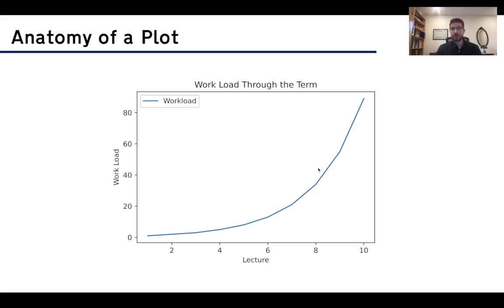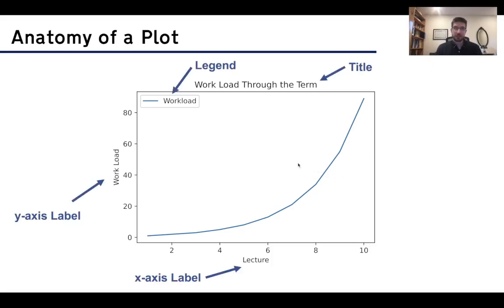But there's a number of elements here that I want to talk about. So just to point out, there's a number of annotations on this plot. So we have our title, just the title of the plot, the workload through the term. We have a legend, which tells us, we have a line here. We have a line plot. We have a legend that specifies what this line is. We can have labels for our y-axis and our x-axis to tell us, this y-axis is workload, x-axis is the lecture number.